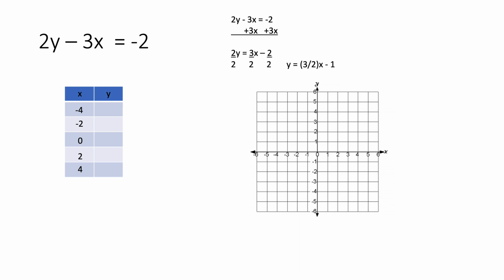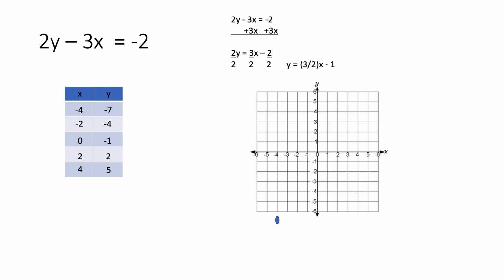3/2 times -4 is going to be -6, minus 1 is -7. 3/2 times -2 is going to be -3, minus 1 is -4. 3/2 times 0 is 0, minus 1 is -1. 3/2 times 2 is 3, minus 1 is 2. And 3/2 times 4 is going to be 6, minus 1 is 5.